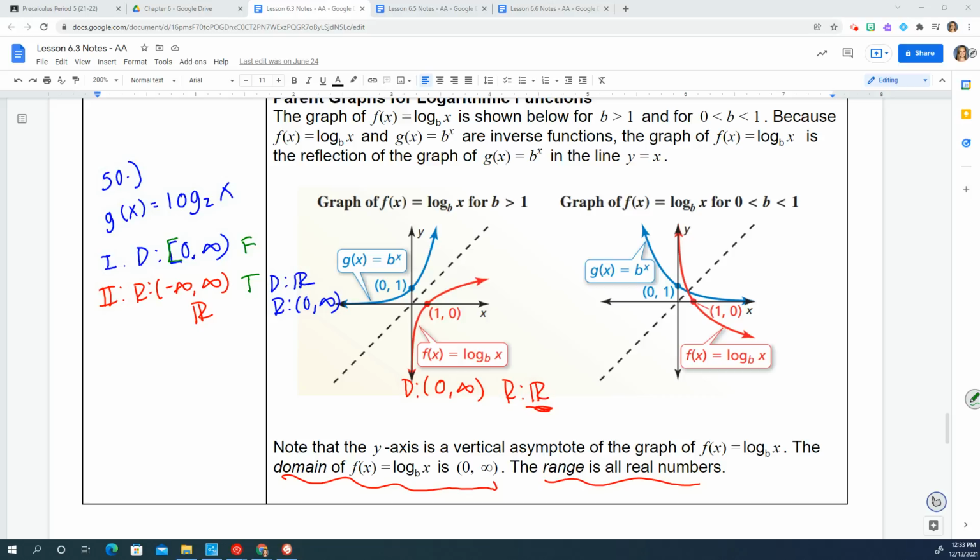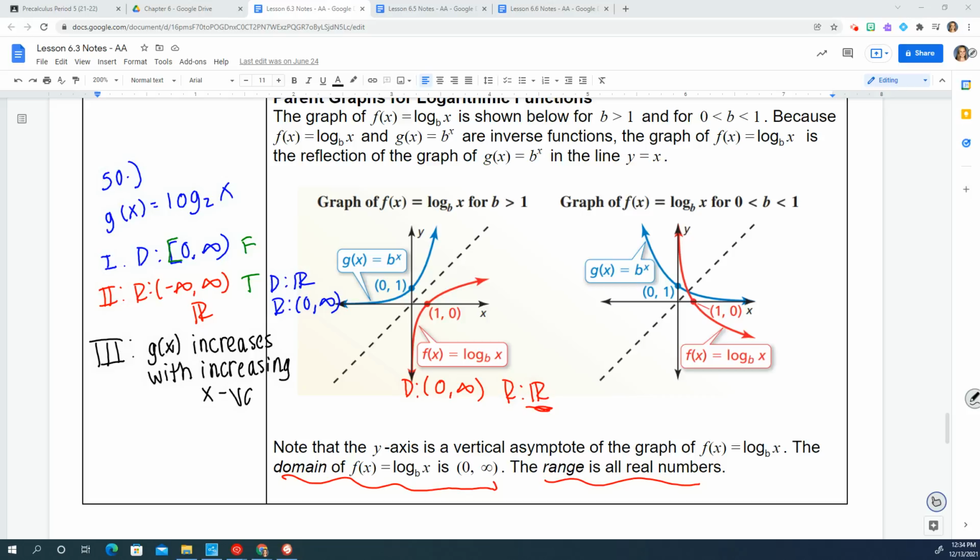All right, now the third one is that g of x is increasing. Where is it? It increases with increasing x values.